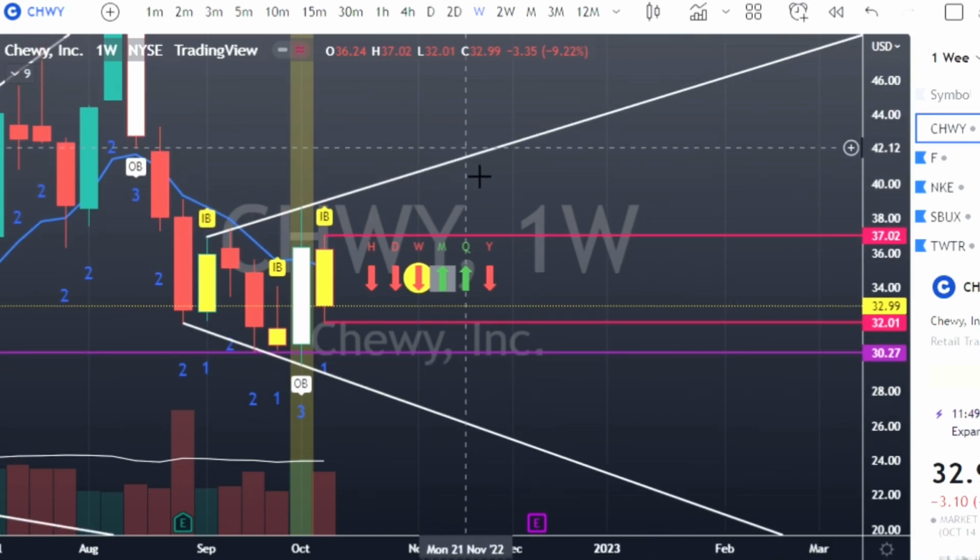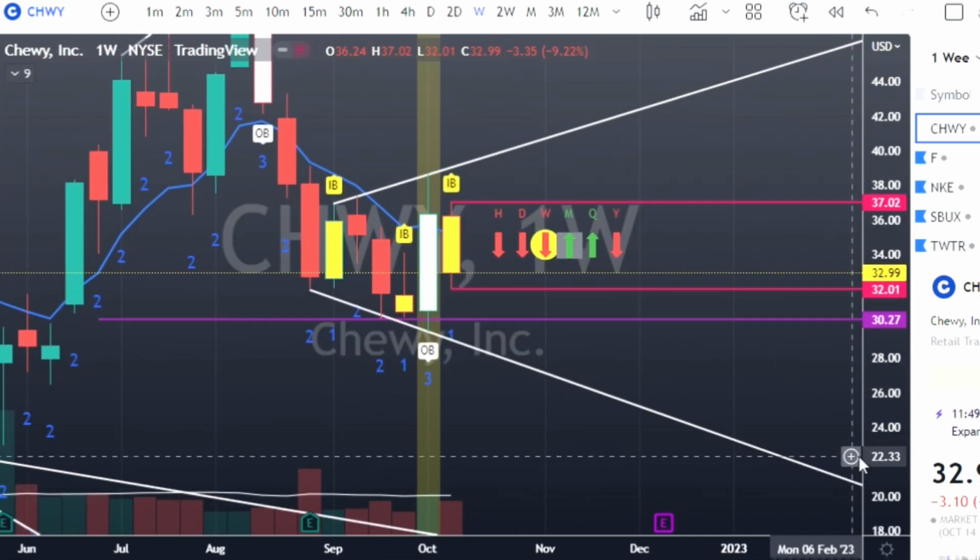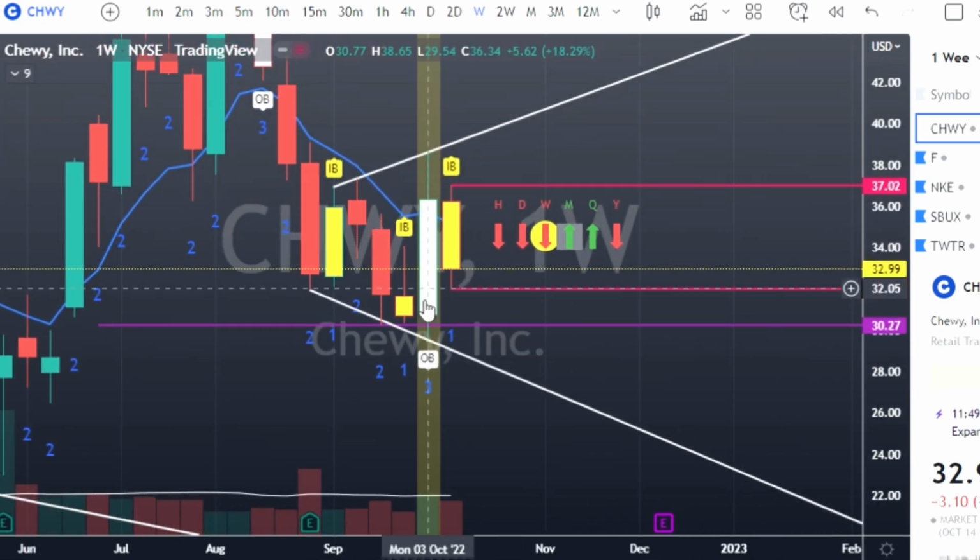So if we start off by talking about Chewy, okay? So you notice the outside bars and the inside bars. These white bars and yellow bars.